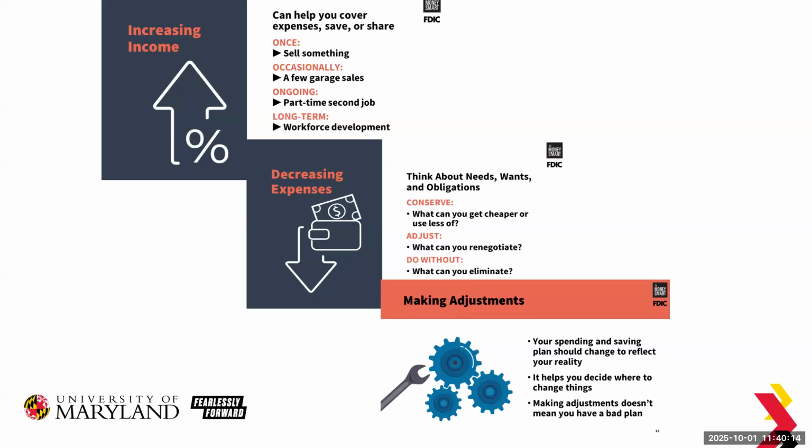So again, can you conserve and use less? Can you use less gas, go on fewer drives, consolidate your trips, right? Little things can add up. Are there things that you can renegotiate? Are there things that you do that you don't need?